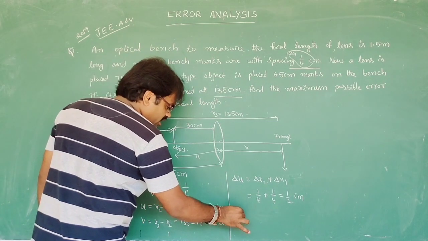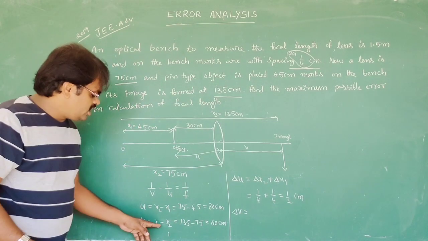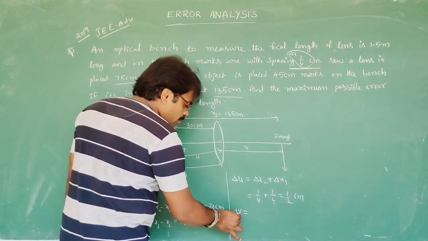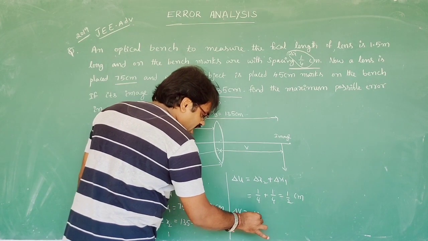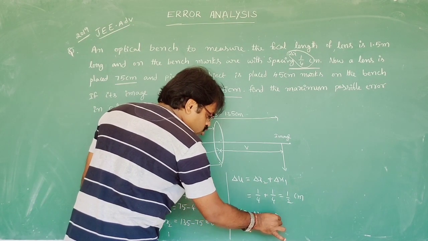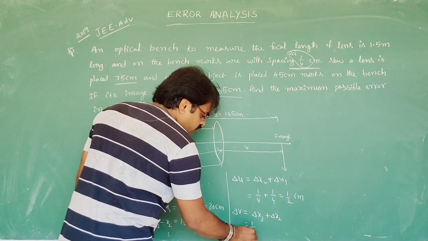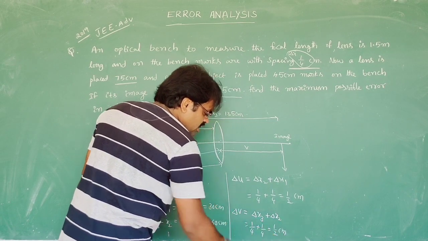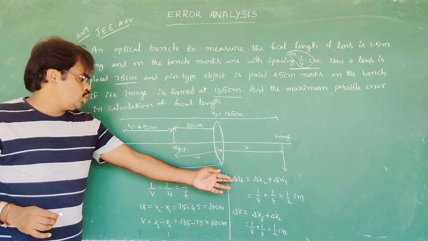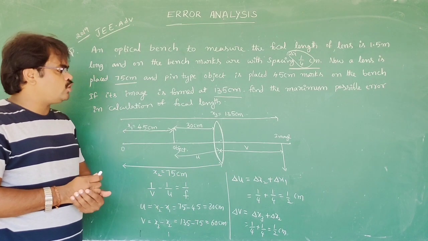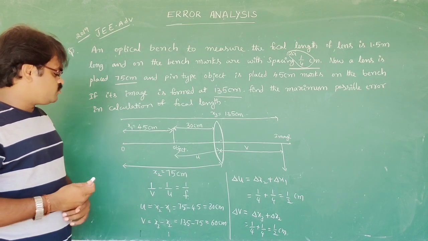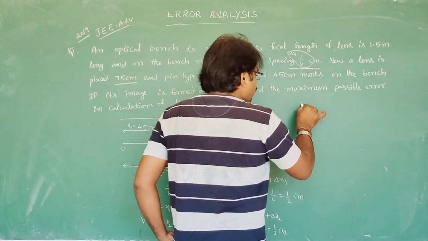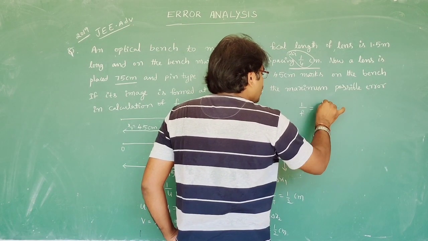Similarly, we calculate delta V. That is also a difference. Whether difference or sum, the maximum possible error is delta x3 plus delta x2, which is 1/4 plus 1/4, so we get 1/2 centimeter. The error in U and the error in V is 1/2 centimeter. Now we calculate the F value. 1/F is equal to 1/V.